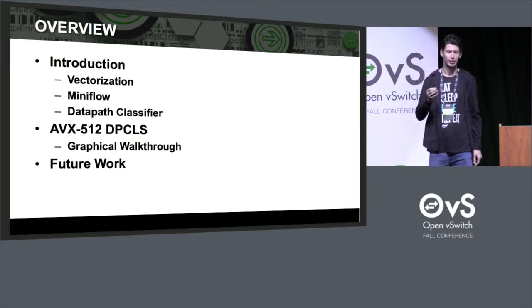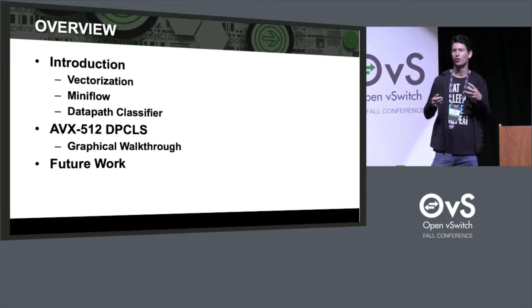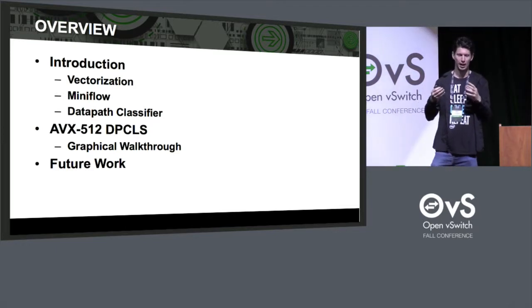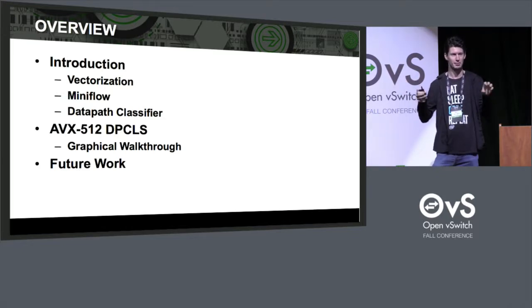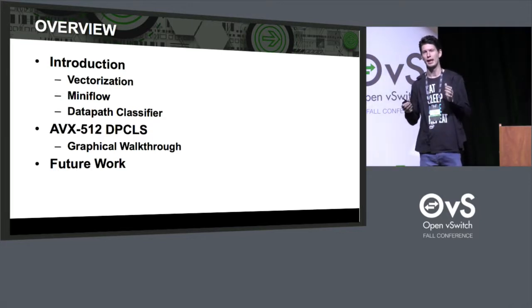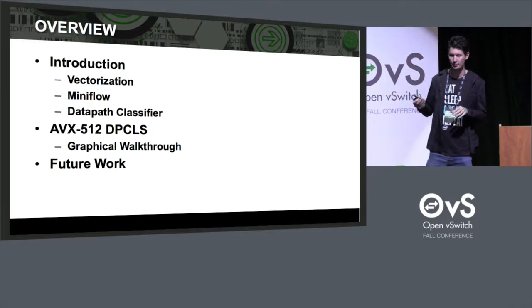I'll talk briefly about the Datapath Classifier as well. We heard in the last talk a really nice presentation on the megaflow. So that was the blue line in a lot of those graphs. The megaflow is the equivalent of the Datapath Classifier in this presentation. So they are the same thing. The Datapath Classifier, or DPCLS for short, is the implementation of the megaflow concept, shall we say.